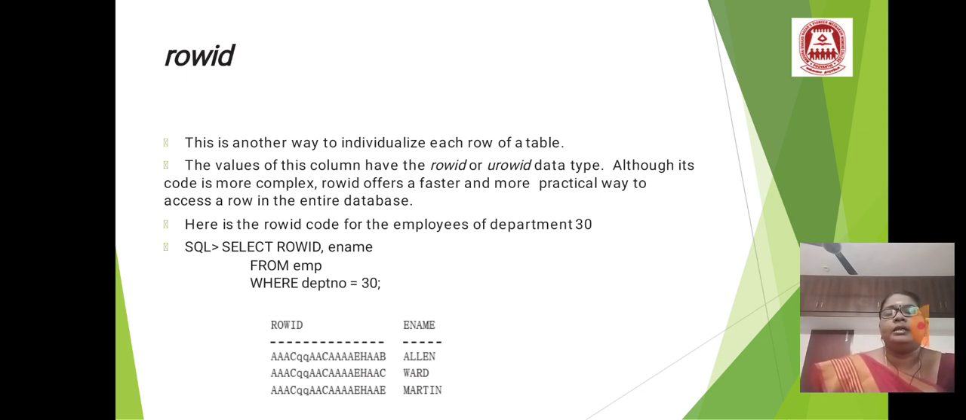With the select command, I just give SELECT ROWID, ename FROM emp WHERE department number is equal to 30. I want to get the ROWID and ename from the employee table for those who have department number 30. Here the results are listed, that is ROWID and employee name. The ROWID is a combination of alphabets, but it is unique for every row. That's the thing we should note.